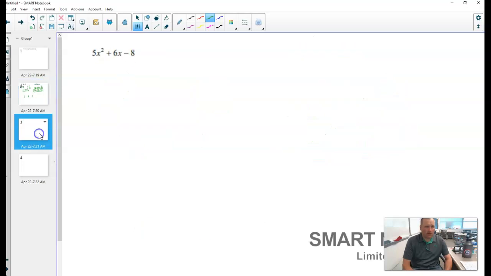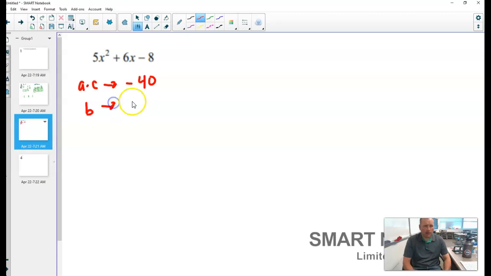Okay? All right, let's look at another one here. Make this a little bit bigger here. So again, standard form. We're in standard form. That's great. We're going to look for any greatest common factor. 5 doesn't go into 6, and vice versa. So there's no greatest common factor here. So I go ahead and I just multiply a and c together. That's 5 times negative 8, which gives me negative 40. And then b is 6. So I'm looking for two numbers that multiply to negative 40 and add to 6.